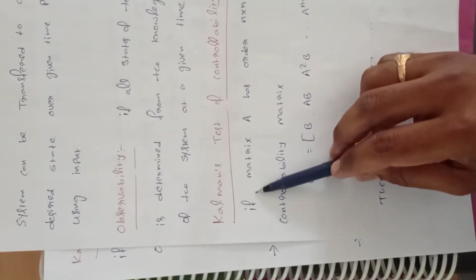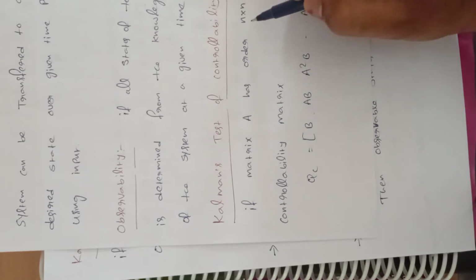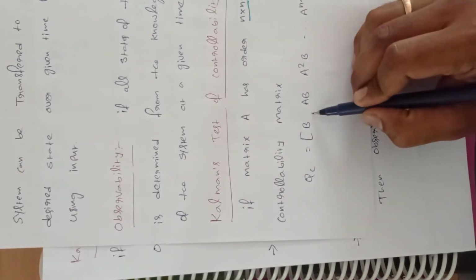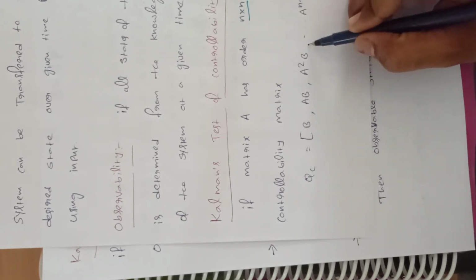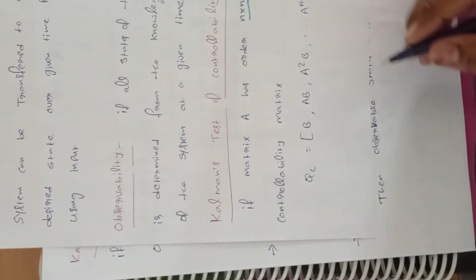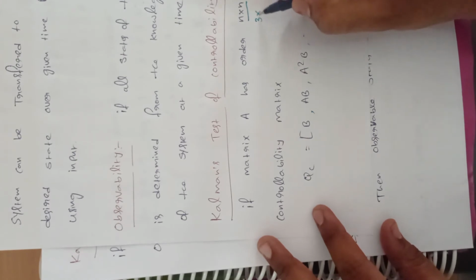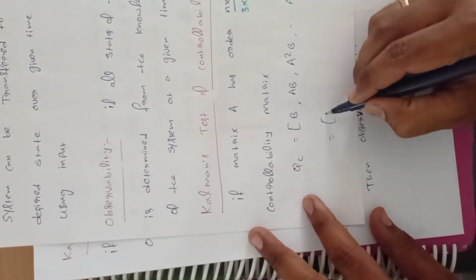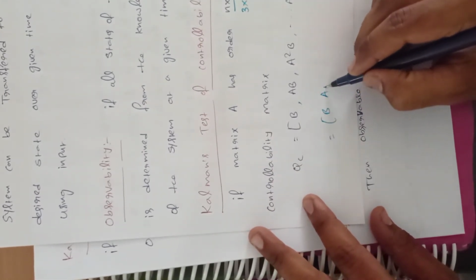Suppose let us take our system matrix A have the order n cross n. Then our controllability matrix was B, AB, A square B up to A power n minus 1 B. Suppose if you have the 3 by 3 matrix, then B, AB, A square B.